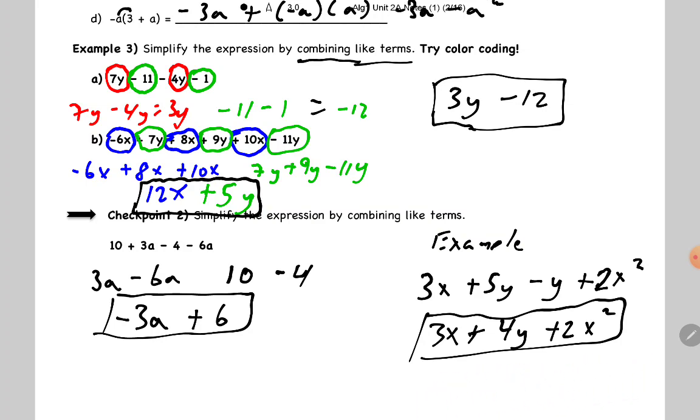We can only add our x squared terms together. We can only add our y's together, or subtract, or x's. We can multiply. X squared times x is x cubed, remember. But when we're adding, subtracting, we can only add or subtract like terms.